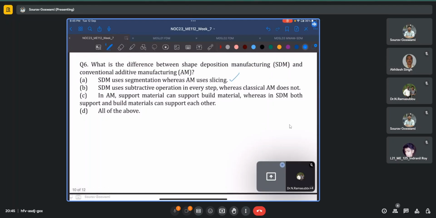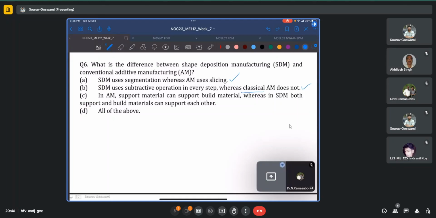SDM uses subtractive operation in every step, whereas classical AM does not. So we saw that in some processes such as the sheet-based additive manufacturing process we discussed last week, it also had an inherent or inbuilt subtractive step. Thus, all sheet type AM processes are inherently of a hybrid nature. However, for most classical AM processes, which are not hybrid but purely additive, there would be no subtractive step. Thus, this option is also correct that SDM uses a subtractive operation in every step and sometimes multiple times per segment based on the number of parts it has deposited, whereas classical AM does not.